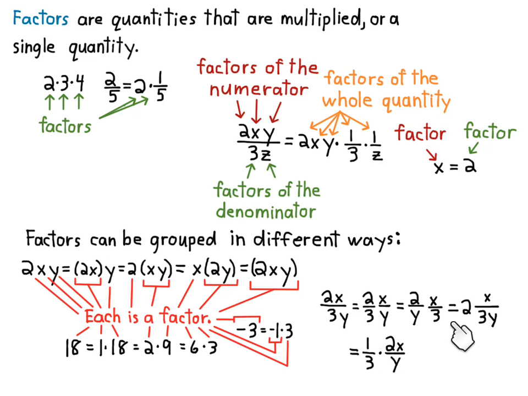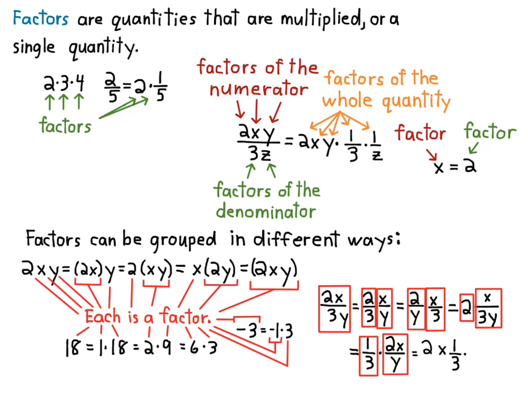This can also be written with 2 as a factor, and the other factor being x over 3y. Or you can write it as 1/3, with the other factor being 2x over y. And of course, you can break it into more than 2 factors if you want. So here's 4 factors: 2, x, 1/3, and 1 over y. So that's this expression broken into 4 factors. And you have to be able to understand this. So if you find that confusing up to that point, go back and look at this again and make sure you got it clear in your mind.